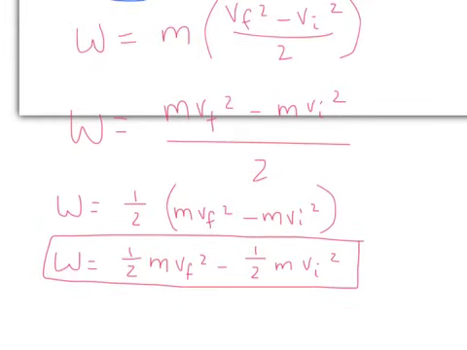So our final line has 1/2 mvf squared minus 1/2 mvi squared. Well, 1/2 mv squared is kinetic energy. So what would you say this is really? How would you put this into words? The work on an object is equal to what?